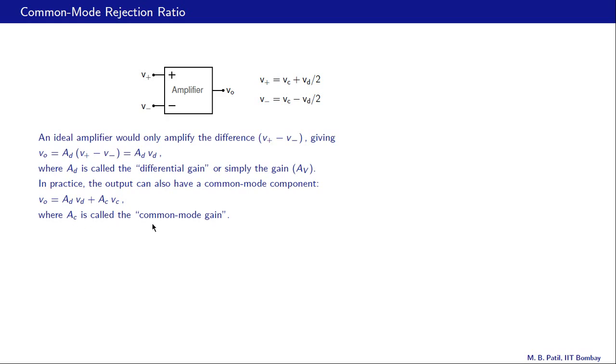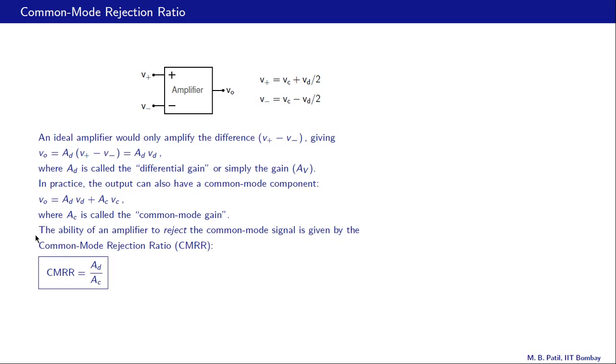So AC is called the common mode gain, and we would like it to be small, ideally 0, because we want to throw away the common mode input voltage. So we don't want to have any effect of the common mode input voltage on the output voltage. And that is where we define a figure of merit called the CMRR, or common mode rejection ratio. The ability of an amplifier to reject the common mode input signal is given by the common mode rejection ratio, CMRR, and that is the ratio of the differential mode gain AD and the common mode gain AC. And of course ideally we would like this to be infinite, because we would like AC to be 0.